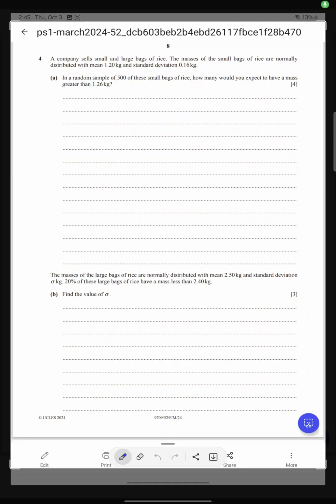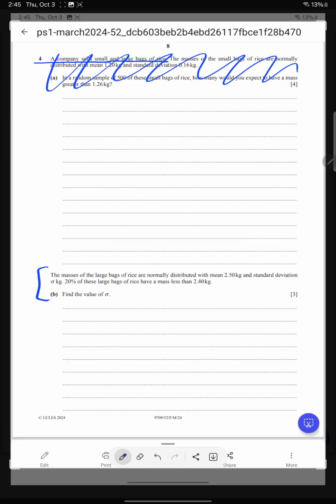In exercise 4 of the paper you had as assignment, we have that a company sells small and large bags of rice. I'll skip to part B and I will start writing above so I can get space. The masses of the large bags of rice are normally distributed with mean 2.5 kilograms. So mu is equal to 2.5 and the standard deviation is sigma. It is unknown, we still don't know it.